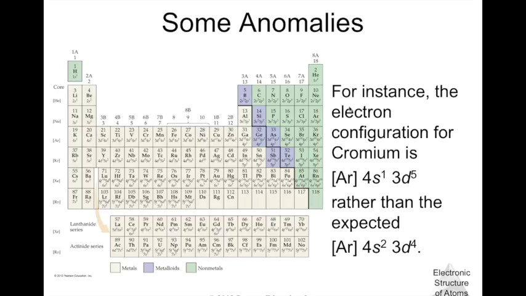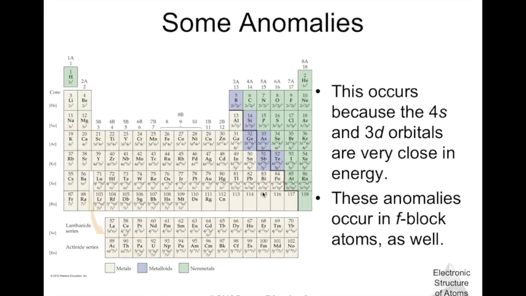So for example, the electron configuration for chromium is argon 4s1 3d5. You'd expect it to be 4s2 3d4, right? Because of where it is, 4s2, 1, 2, and then 3d4, 1, 2, 3, 4. But it's not. It's 4s1 3d5. This happens because the 4s and the 3d energy levels are really close to each other, and so sometimes they can be a little bit interchangeable. So in this case, the s2 was a little bit happier in that d instead. They happen down here as well, but again, we're not too worried.